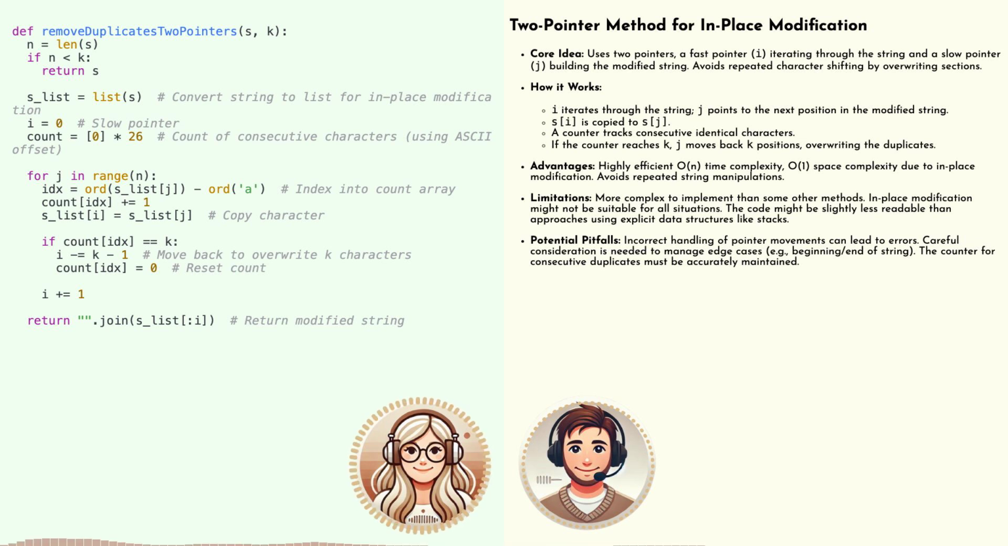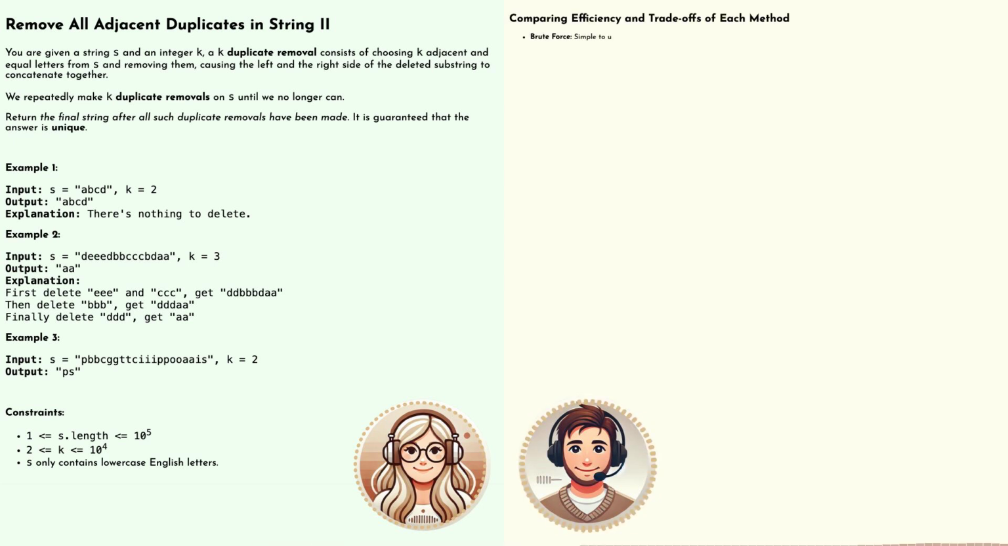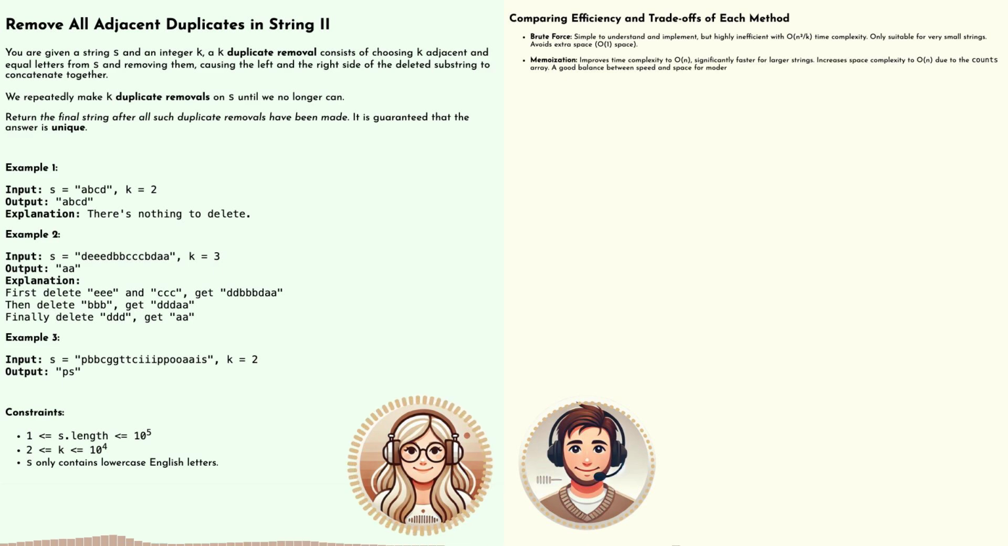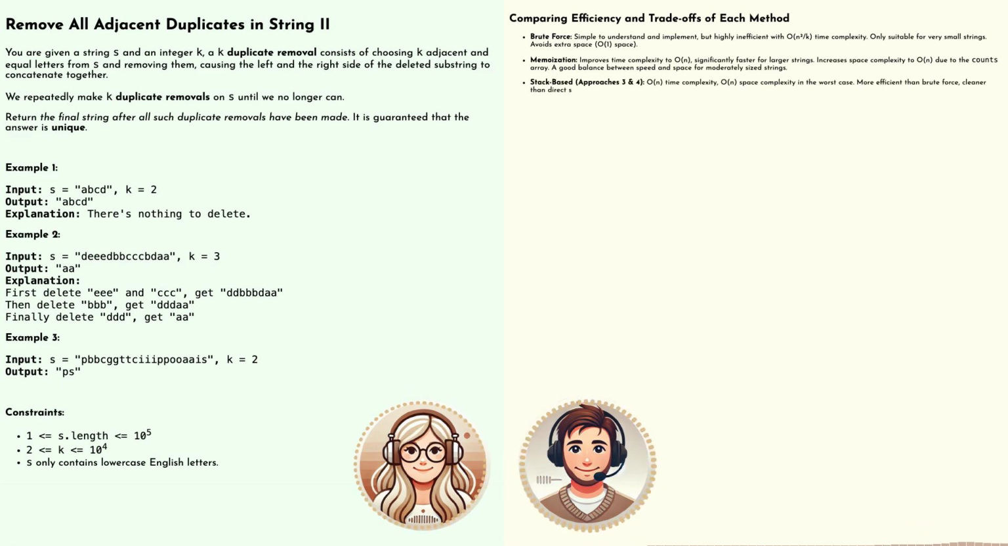This is where the two-pointer method really shines. The time complexity is O(N), just like the other efficient methods, and the space complexity is only O(1). O(1). But that means we're not using any extra space at all. Exactly. We're modifying the string directly in place. This is incredible. So the two-pointer method is super fast and super space efficient.